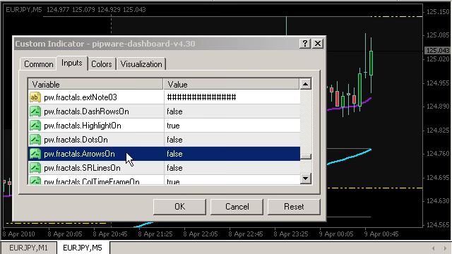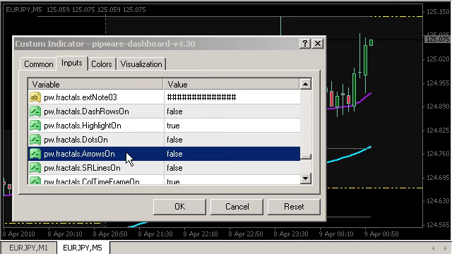Now, we just had a discussion on fractals and how if we break fractals that are making lower highs, then that's going to be considered a change to an uptrend. And conversely, if we're looking at higher lows continuing up and then the highest low gets broken, then we are considering that as a trend change.